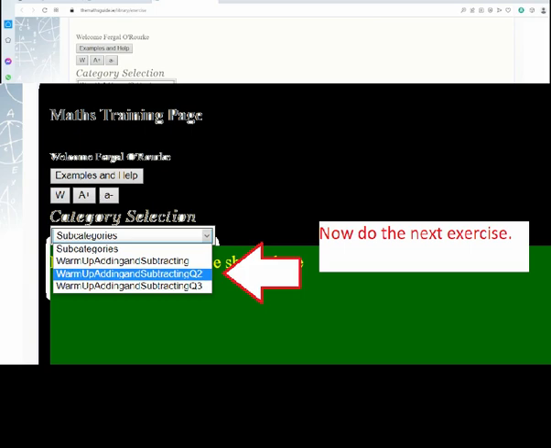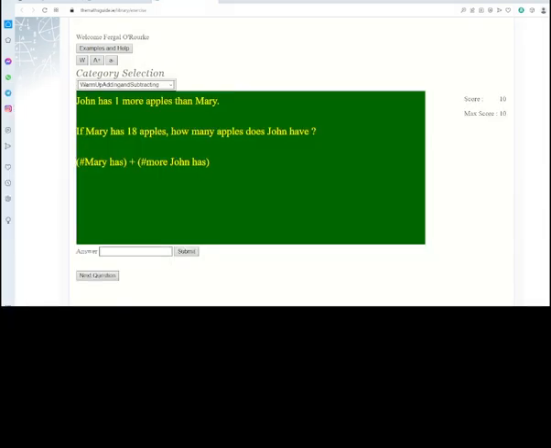Okay, so I've got my score of 10 here. And that means that I've completed this exercise and I'm moving on to the next exercise, warm up, adding and subtracting. So in this question, we have the same situation. John has 18 more apples than Mary, but this time, instead of telling you how many apples Mary has and finding out how many John has, we're told how many John has, and we need to work backwards to find out how many Mary has. So we're given the formula here: how many John has, and you subtract how many more John has to find out how many Mary has.